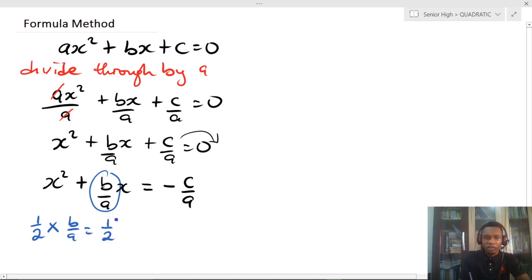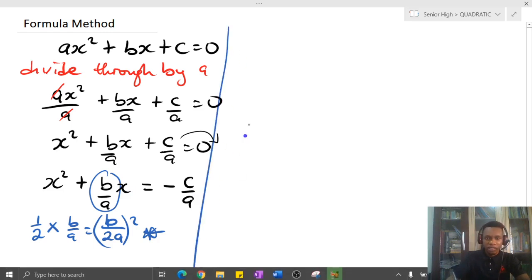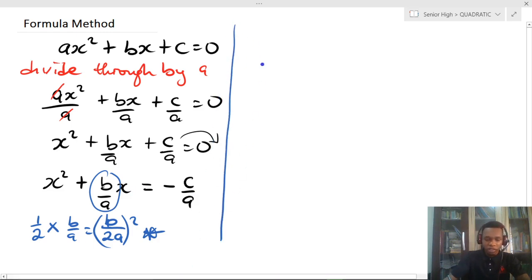1 over 2, or let's say b over 2a, right? Yes. Now what's the next thing again? You square it, right? So after doing that, we then apply it to both sides, our left and right hand side. So let's do that.